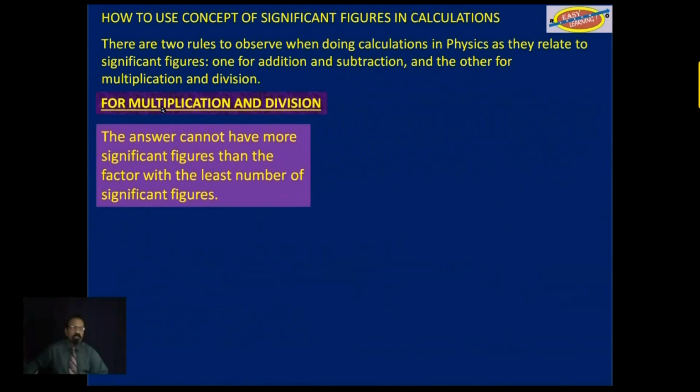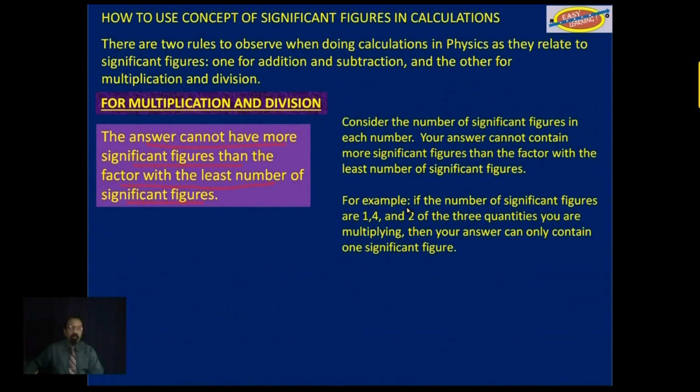Now for multiplication and division, the rule is even easier. It says that your answer cannot have more significant figures than the factor with the least number of significant figures. If you are multiplying, let's say, 3 numbers, and one of them has 1 significant figure, one has 4, and one has 2, then whatever your answer is, you would have to round off to 1 significant figure. Your answer cannot have more significant figures than the factor with the least significant figures.